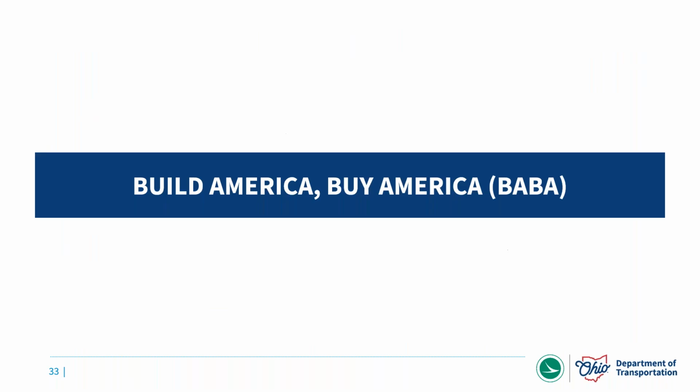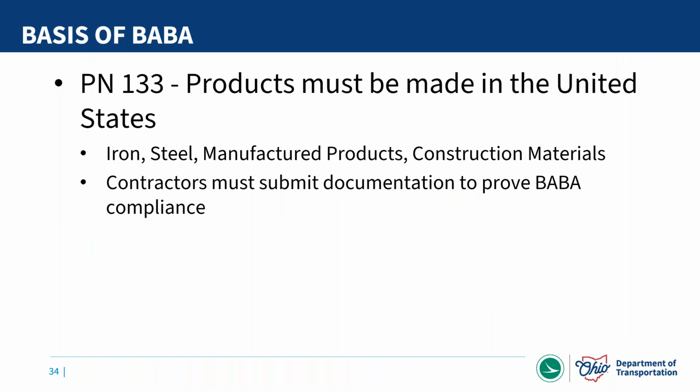Moving on to a little bit of Build America, Buy America in the project bill of materials. A little bit of background on BABA. For ODOT, it is listed as Proposal Note 133, and what it says is that all products used on construction projects must be made in the US. This specifically includes iron, steel, manufactured products, and construction materials. In order to comply with this federal regulation, contractors must submit documentation that confirms that the material that was used is in compliance with PBoM.